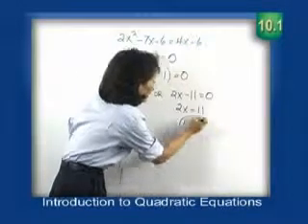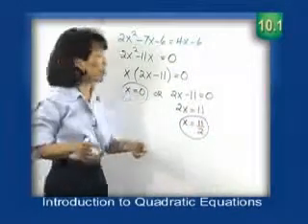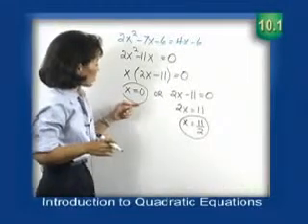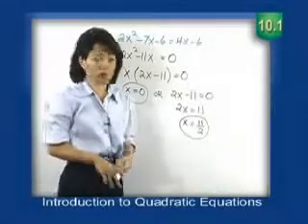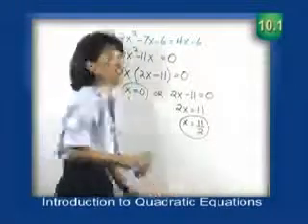So there we have it. We have two possibilities for this quadratic equation. X is either equal to 0 or x is equal to 11 halves. Not too bad, is it?